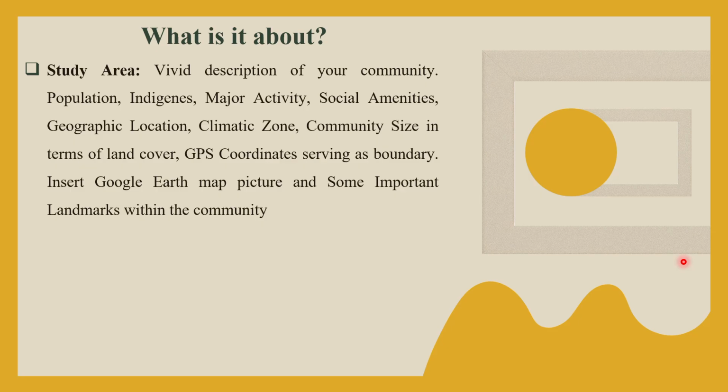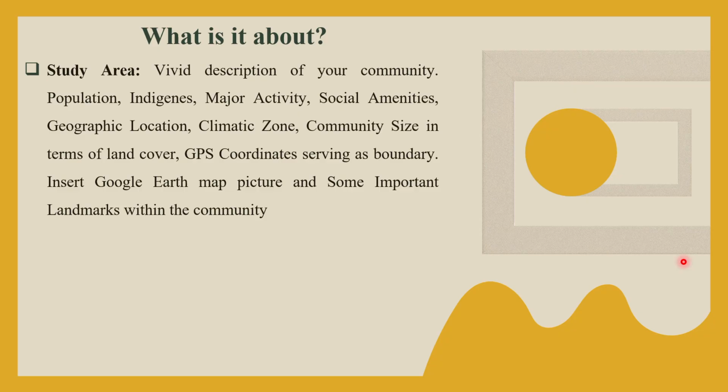In here, the first thing you're going to do is talk about your study area. In talking about your study area, you're going to give a vivid description of your community. My community is this, that. You're going to talk about the population, the indigenes, the major activities, social amenities, geographic location, climate zone, and community size in terms of land cover, with GPS coordinates serving as a boundary. Then you're going to insert a Google Earth map picture and some important landmarks within the community.